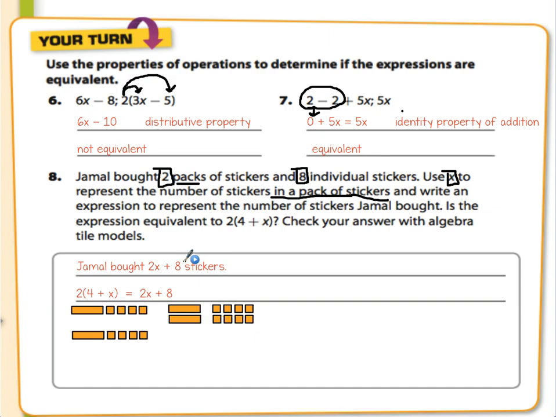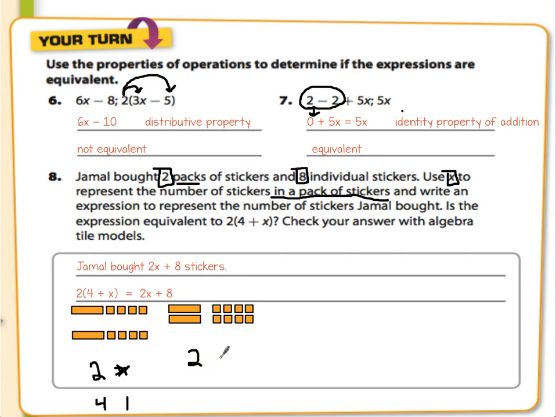And we want to know if that's equivalent to 2 times 4 plus X, or 2 times the quantity 4 plus X. So again, you have to look at the fact that this is 2 groups of 4 plus X. So I have 4 ones and an X, and 4 ones and an X, giving me 2 X tiles. That's an X. I'm doing my best to write an X here.